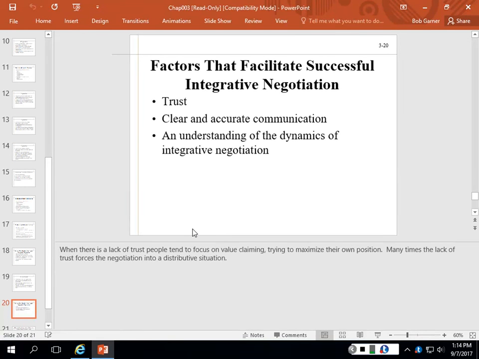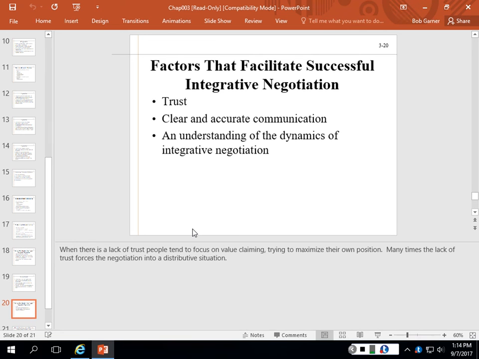It happens. So, trust. Clear and accurate communication and an understanding of the dynamics of integrative negotiation, meaning how can we make this work for both? And that's got to be the end goal. But once again, with a lot of integrative negotiations, I always try to start out like that, and sometimes you can't help it. It may turn distributive. And that's why a good negotiator is going to be able to pivot too. You've got to understand what's going on and be able to react to that.